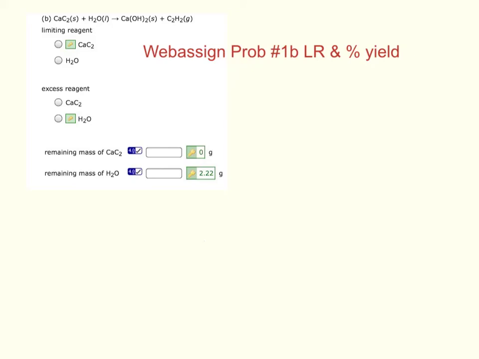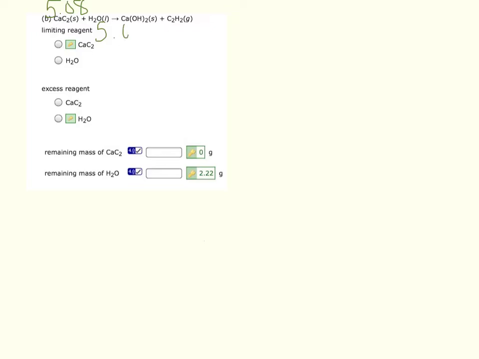Hi, this is WebAssign problem 1B from the limiting reactant and percent yield WebAssign. This problem is a limiting reactant problem, and in my problem it said that there were 5.08 grams of CaC2 and 5.08 grams of water. And you can tell it's a limiting reactant problem when you are given the amounts of both reactants.